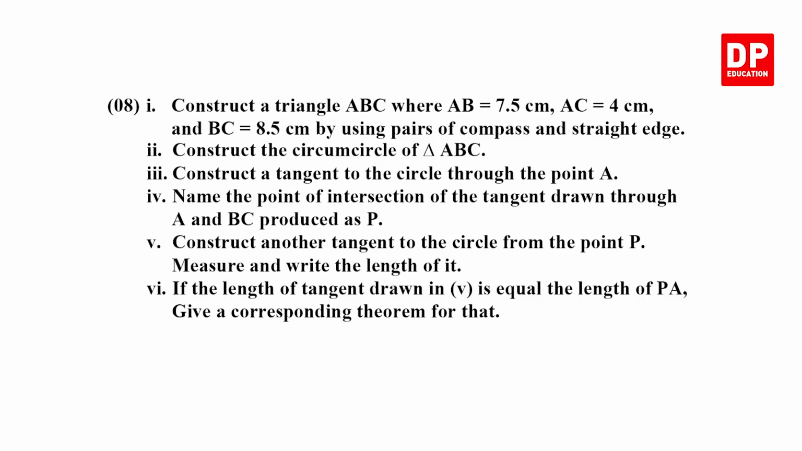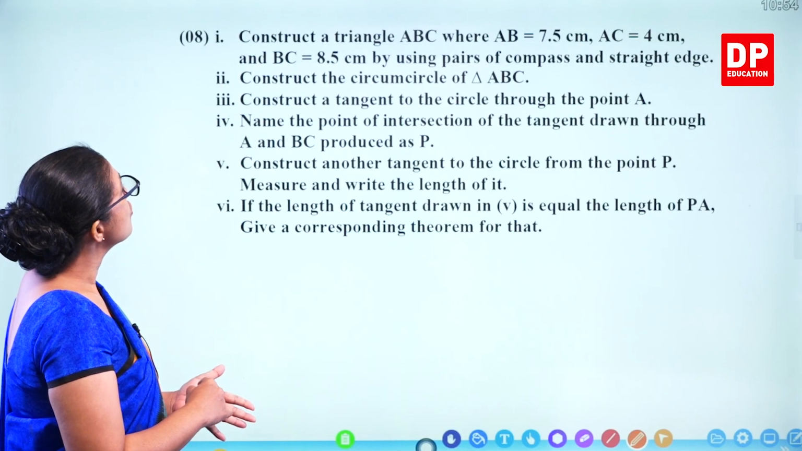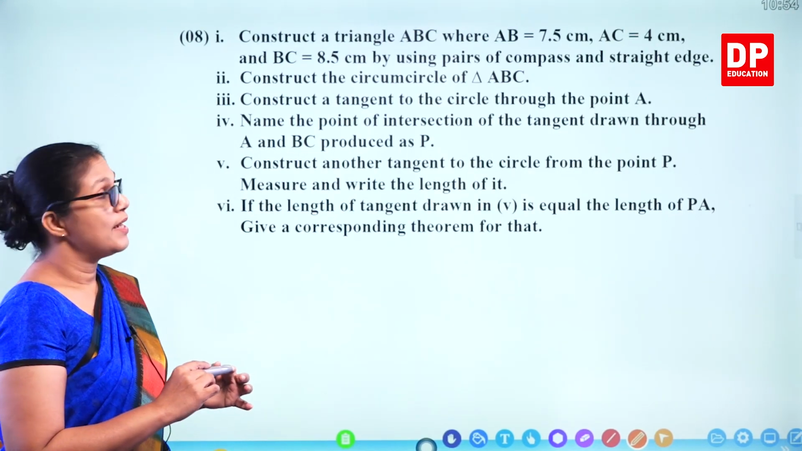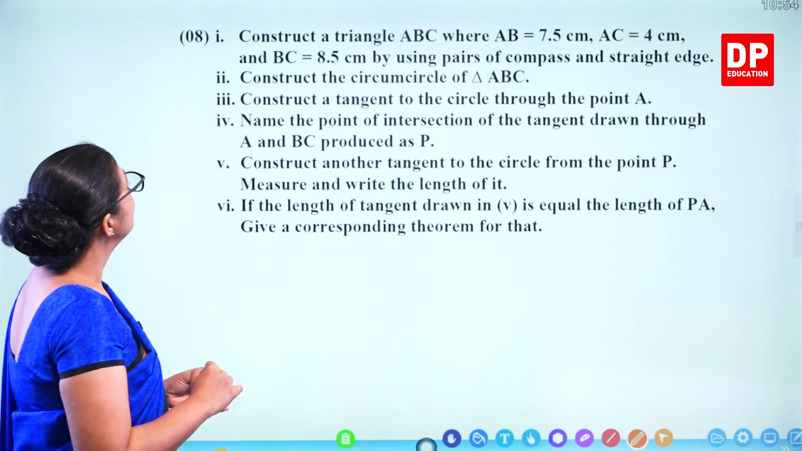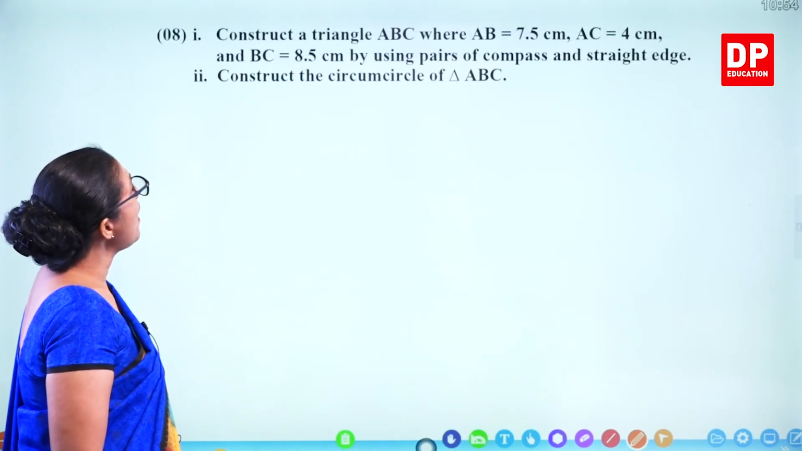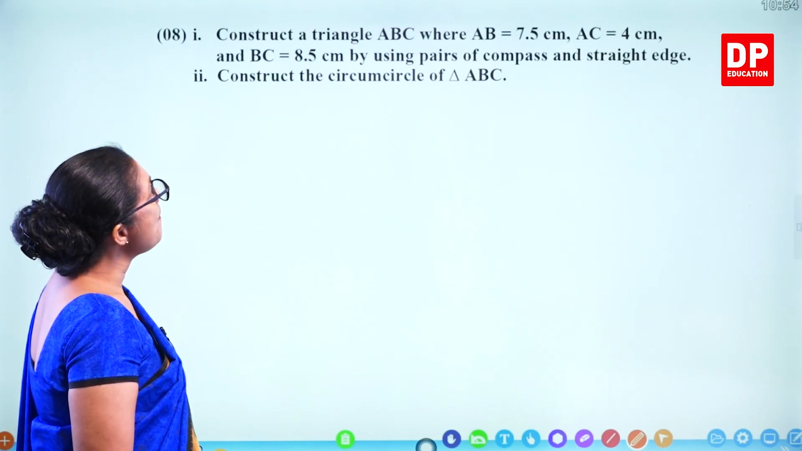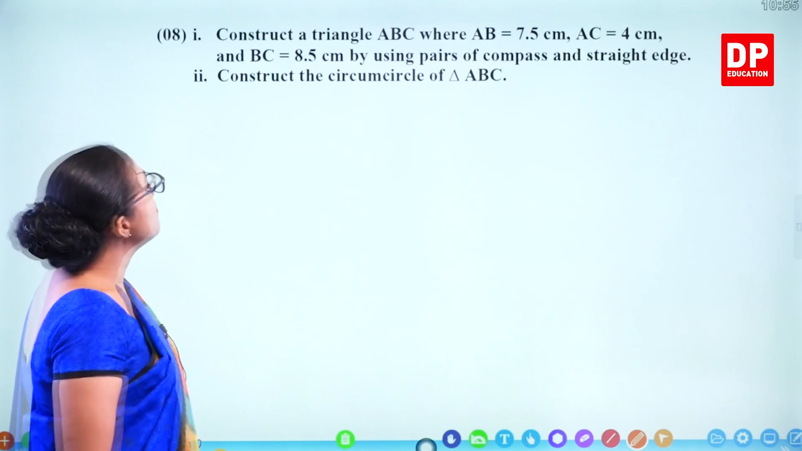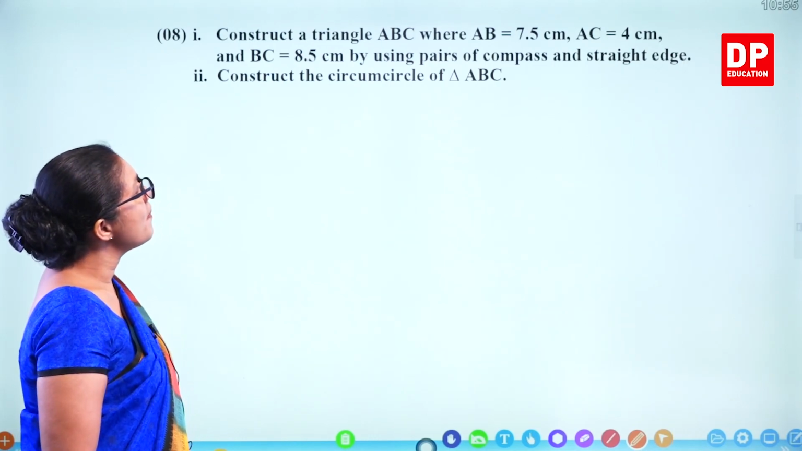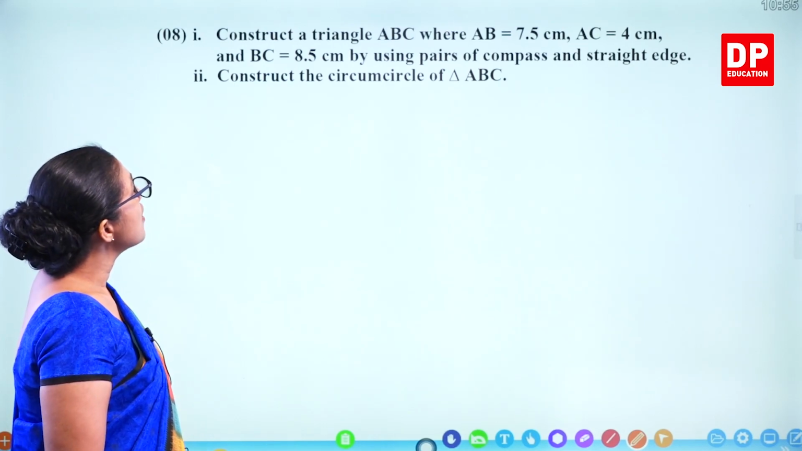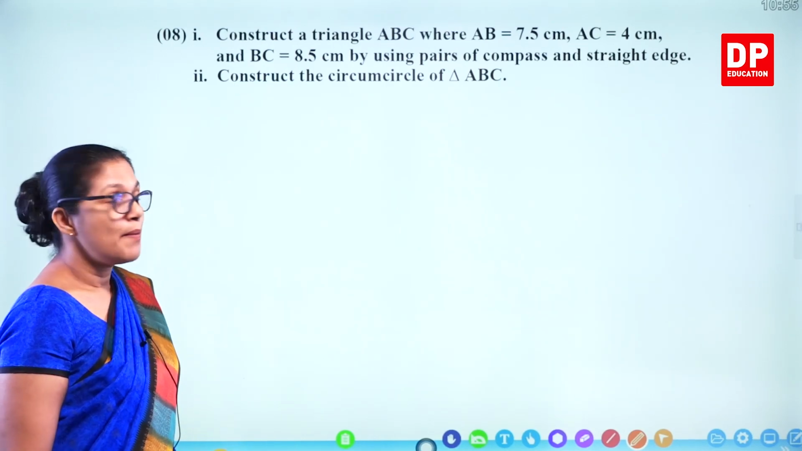Construction question. So you can do constructing triangles using compass and the ruler. There are 6 parts. We'll do the first part: construct a triangle ABC, where AB is 7.5, AC is 4 and BC is 8.5, by using a pair of compasses and straight edge. Construct the circumcircle of triangle ABC.